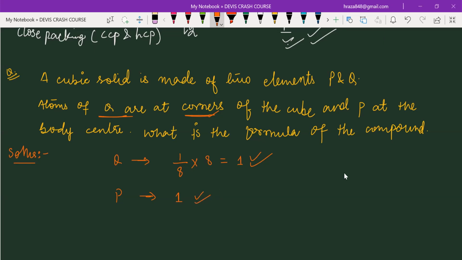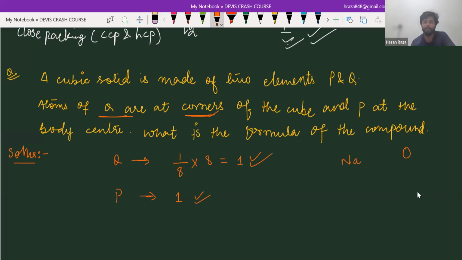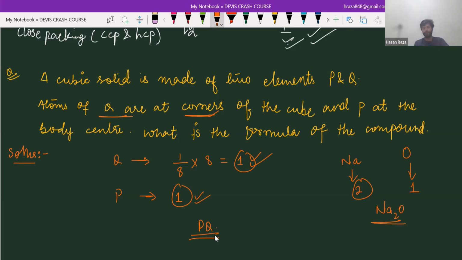If I tell you that there is sodium and oxygen, and sodium's number is 2 and oxygen's number is 1, what will be the formula? The formula will be Na2O. In the same way, you can see the ratio here is 2 to 1. Here you can see the ratio is 1 to 1. So the formula will be PQ.